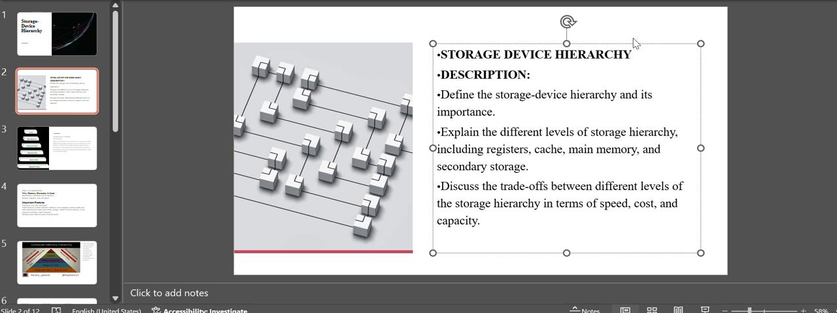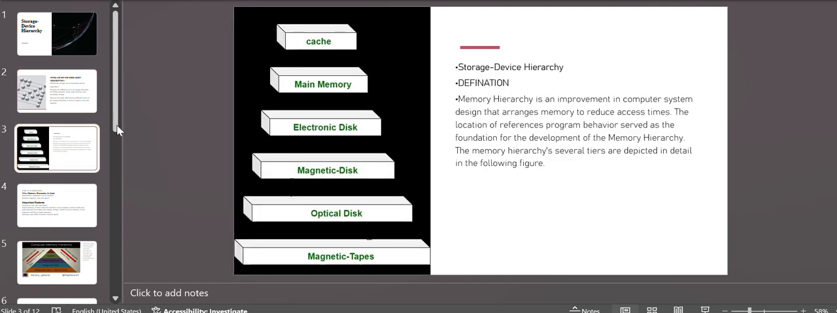Here we are discussing the storage device hierarchy. In this storage device hierarchy, we are discussing the definition and explaining the different levels of the storage hierarchy, including registers, cache, and main memory, and discussing the traits of the different levels of storage in terms of speed, cost, and capacity. Here you can see the definition.